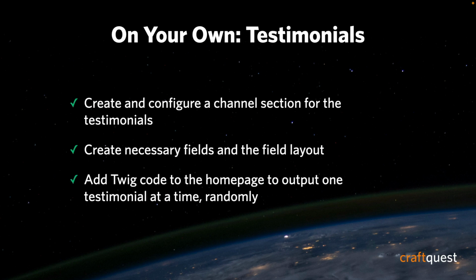And then after that, you'll want to add the Twig code to the home page to output one testimonial at a time and randomly. So that means that you'll want to use an element query to query for this section called testimonials, get one of them, and then order by randomly.